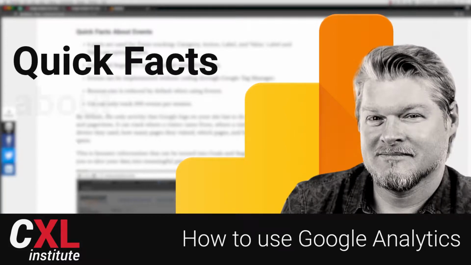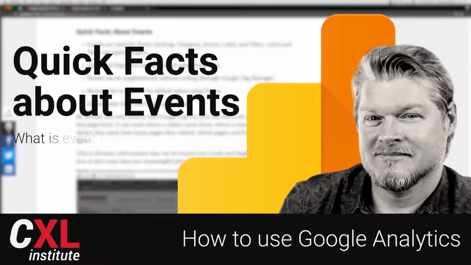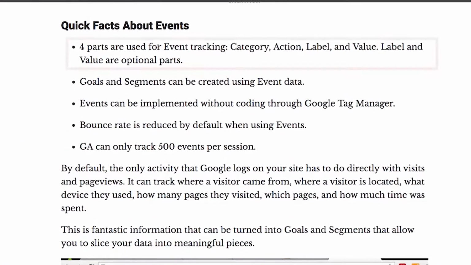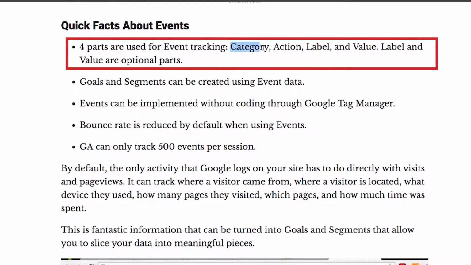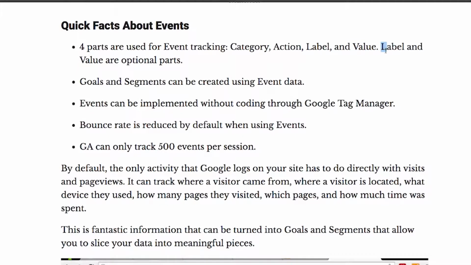In this video, let's cover some quick facts about event tracking in Google Analytics. First of all, an event has four parts. There are the category, the action, the label, and the value. The label and value are optional parts, but you have to have the category and the action come through.